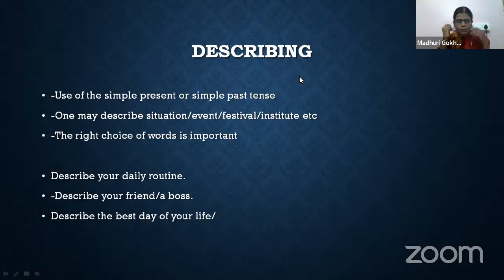We may describe a situation, or we may describe an event, or we might talk about a festival, or give a description of the academic institution, the college or university where we study. So while we describe something, I think these two are the important aspects: that we are right at the level of grammar and we are able to make the correct choice at the level of words.